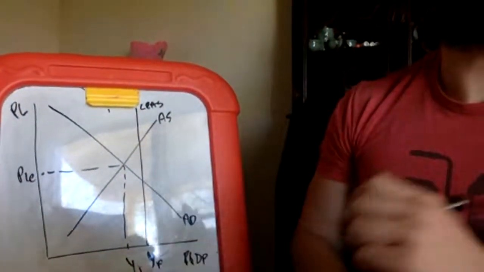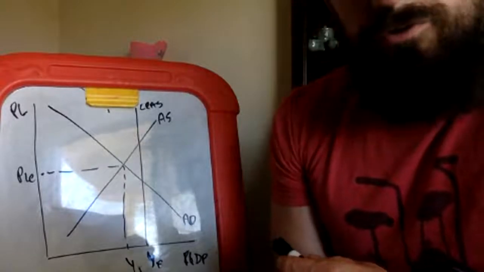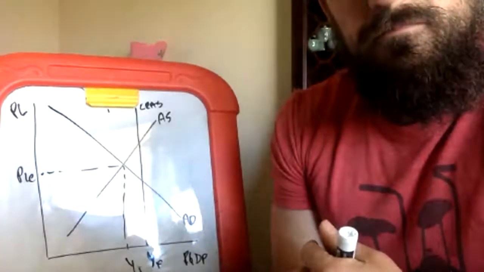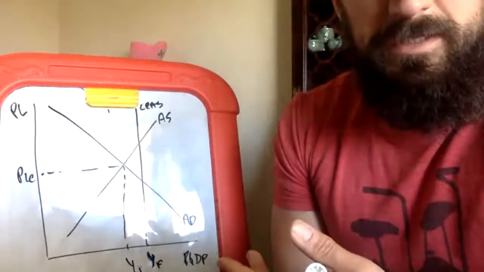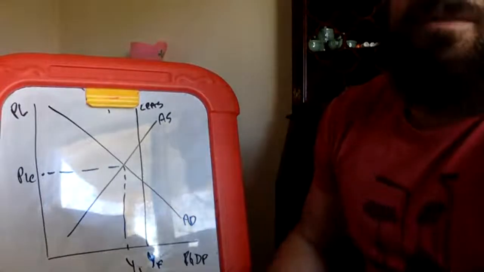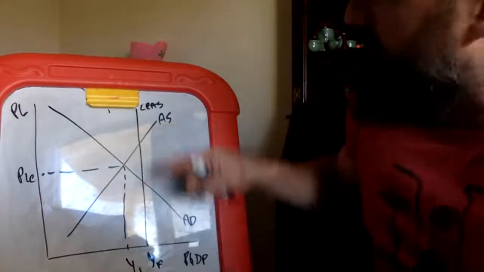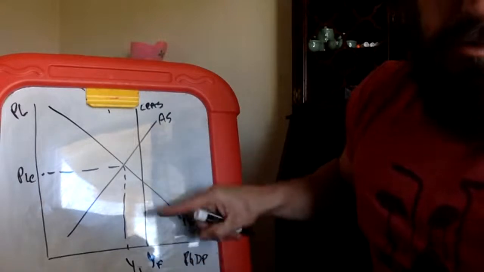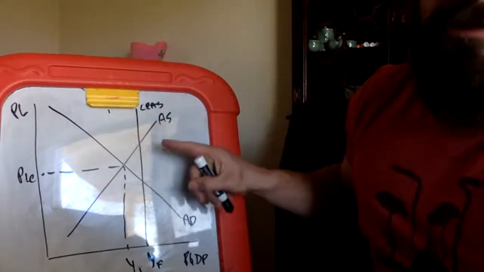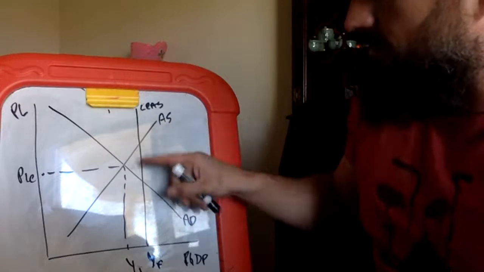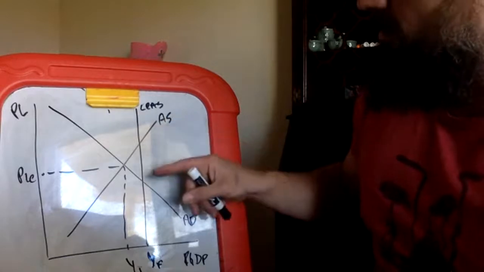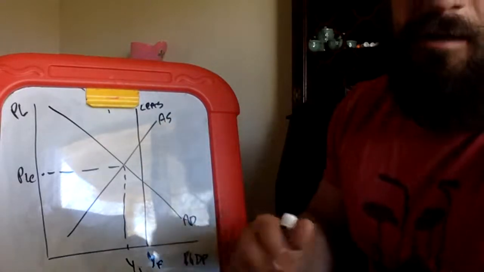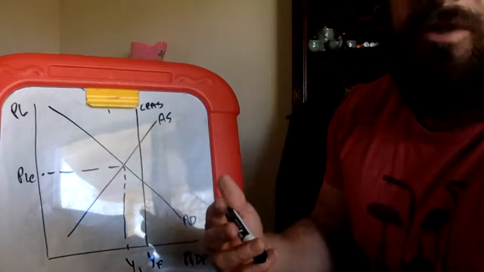If an economy is operating at less than full employment, that means it's in what is called a recessionary gap or a negative output gap. Meaning you're going to be to the left of the long-run aggregate supply curve. When your intersection point is on that curve, you are operating at full employment. If your intersection point between the AD and AS curves is to the right of that, you're operating above full employment, or at a positive output gap.